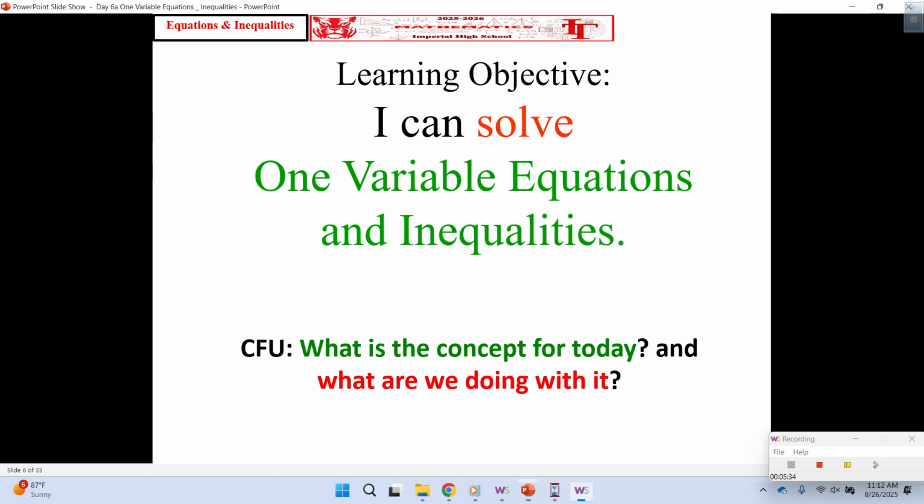And today's going this fast. Look at me. Like that. Bam. You going to see that? Yeah, pretty good. It's going to go super fast, guys, so stay focused. Here we go. I can solve one variable equations and inequalities. Tell your neighbor the main concept for today. Main concept for today.